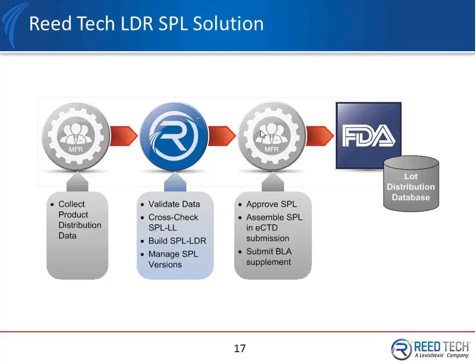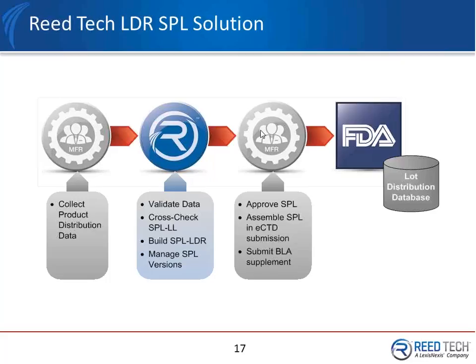Once that's complete, we'd be sending the files back to you in the same manner that we're doing today for product listing, for any review and approval of that SPL, and then ultimately for you to submit as part of your eCTD submission. The product listing submissions are made independently, so Reed Tech makes, as Ben mentioned, many submissions on behalf of our customers.